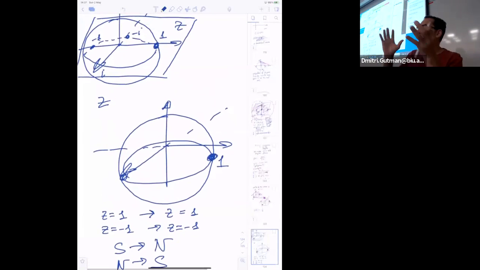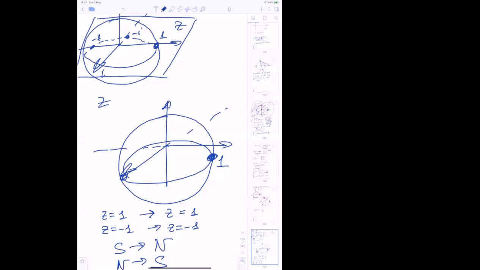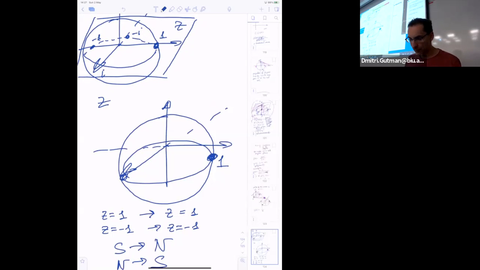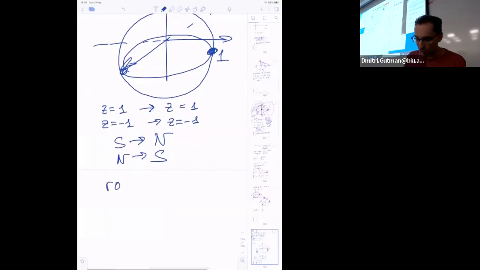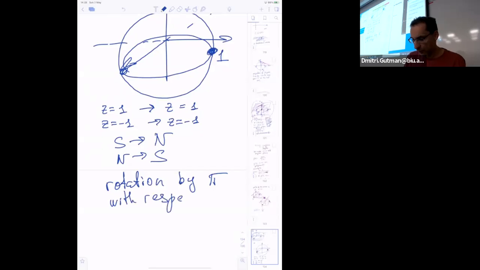Okay, so what do I do with this? So if it's a ball, what do I do with this ball? Imagine you have a ball. You spin it. I turn it with respect to what axis? There is an axis of rotation. I'm rotating around some axis. The x-axis, and by how much? 180 degrees. Yes, so it's a rotation by pi with respect to the real axis, which we called x.